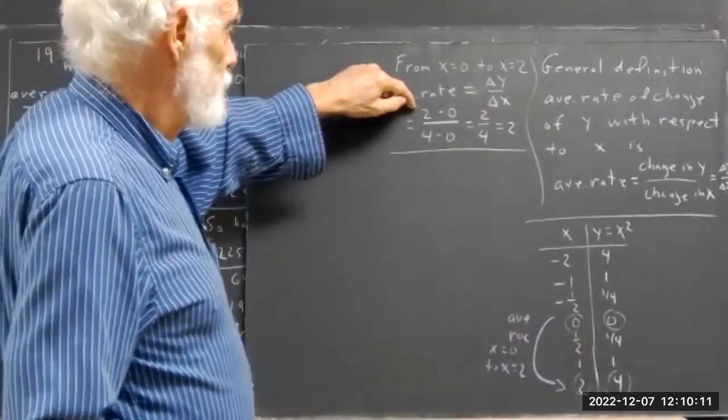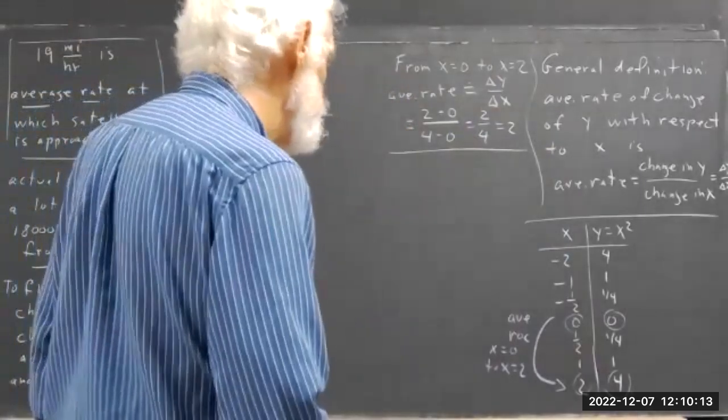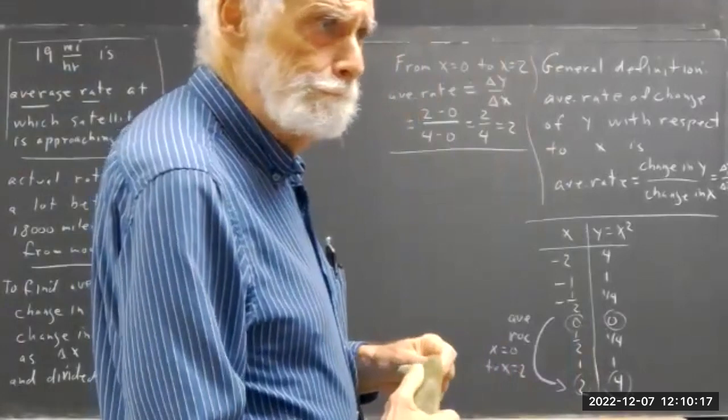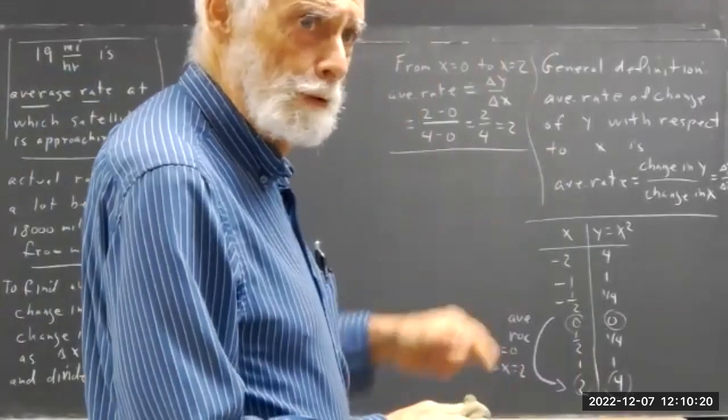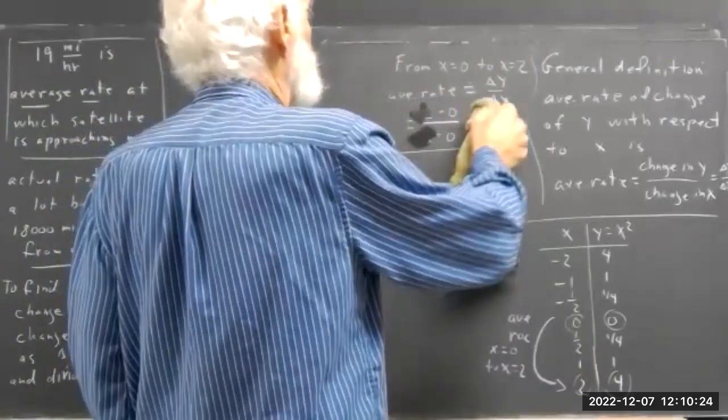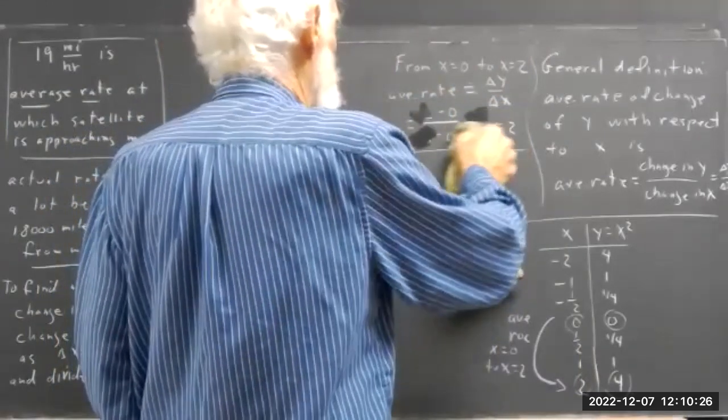This is the final: 4 over 2 equals 2. Actually, you said you did 4 minus 0 over 2 minus 0, which is 4 over 2.